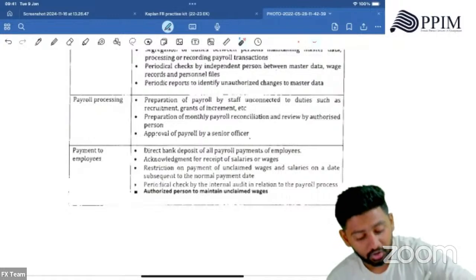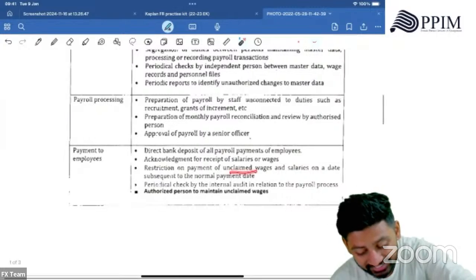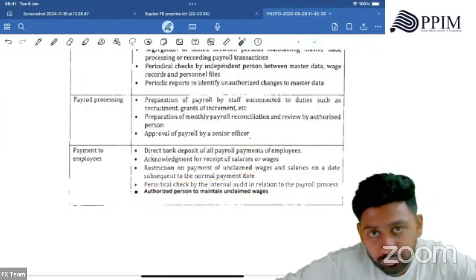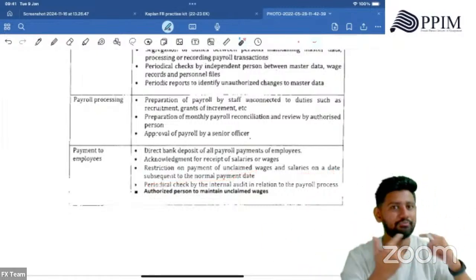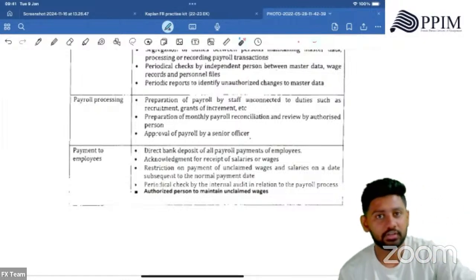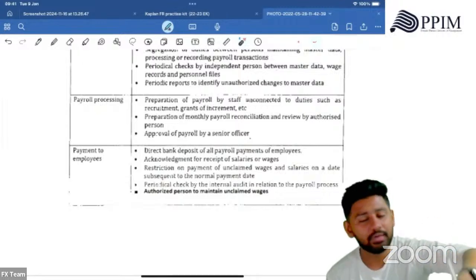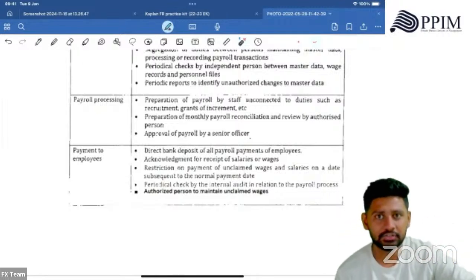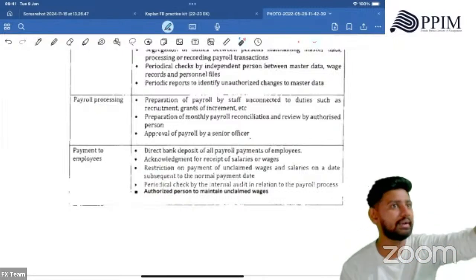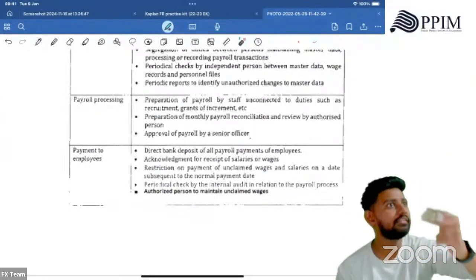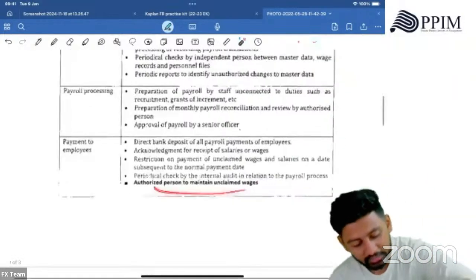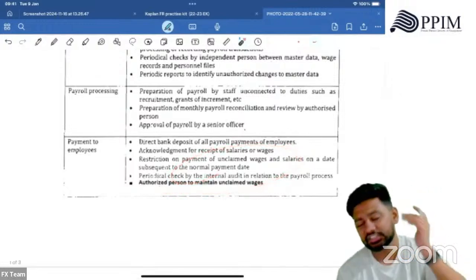Restrictions on payments of unclaimed wages and salaries on a date subsequent to the normal payment date. Now, take PPIM, we pay on the 25th. I'm taking PPIM because I'm very familiar with the systems, so it's easy for me to explain. We pay on the 25th. Let's say it's a cash payment and on the 25th, my employees were not paid, they didn't take the cash. That means I can't let just anybody make the payment. No. If it's me, I'll give a date: next week, this date, you have to come and take the payment. So if there are any unclaimed wages due to any unavoidable circumstances, that has to be properly handled.